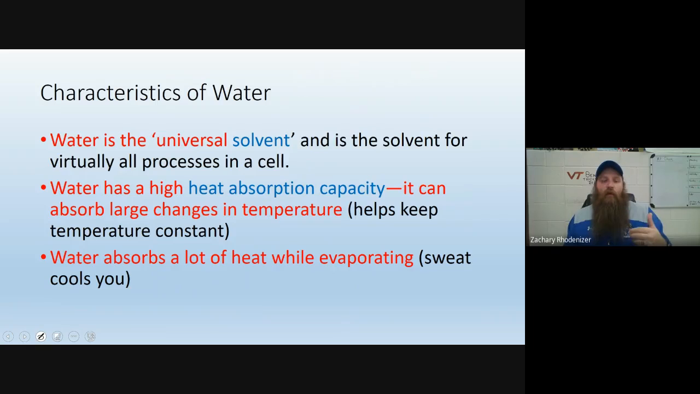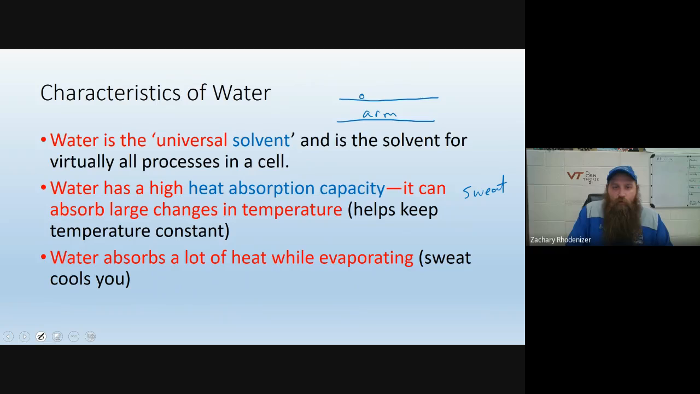Okay. The second thing, water has a high heat absorption capacity, which means in order to get water to change from a liquid to a gas, you have to give it a tremendous amount of energy. So this is how sweat works. When you sweat, you get water. I'm going to draw here's an arm. I'm just going to call this the arm, right? And it gets little beads of sweat on it.